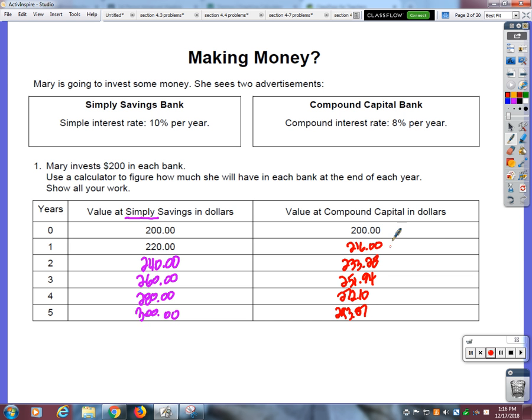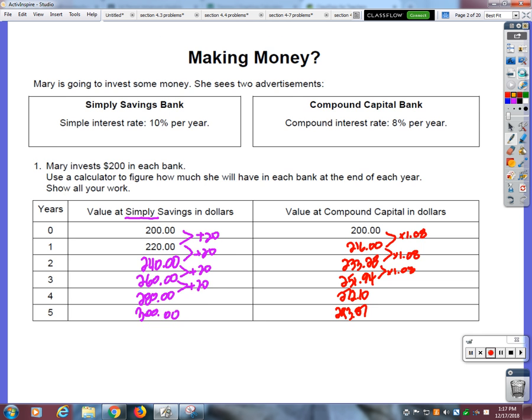Awesome, thank you. So in this one, we were multiplying by 1.08 each time. And in this one here, since it's simple interest, we are just adding 20 each time. Right? Does that make sense? Okay.